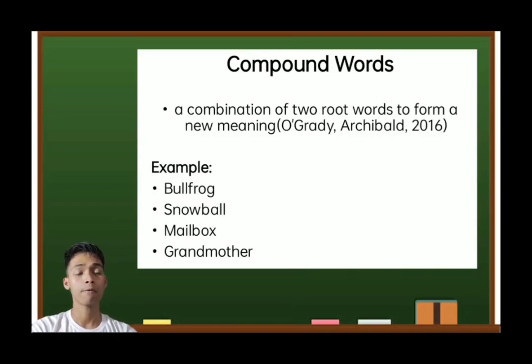Next, we have compound words. Compound words are formed by joining together two different words. The meaning is usually distinct from the meanings of the words that make it up. Here are some examples of compound words: bullfrog, snowball, mailbox, grandmother, and many more.